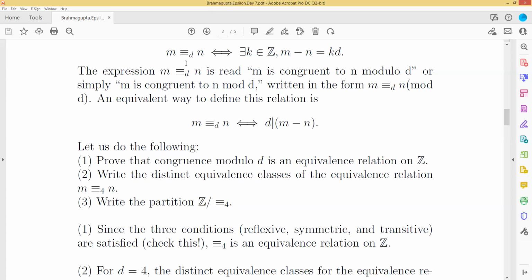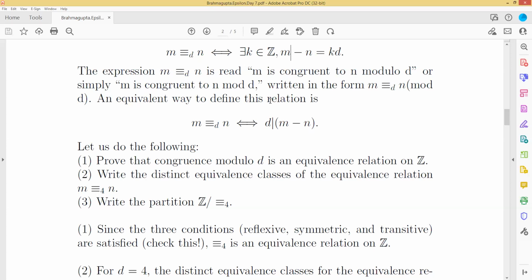If you replace D with 1, M is related to N if 1 divides M minus N. Therefore, everything is related to each other, isn't it? So you are right. But if D equals 2, what do you get? Sir, all the even integers. Yeah, and so on. If D equals 3, multiples of 3, and so on. So that was okay too.